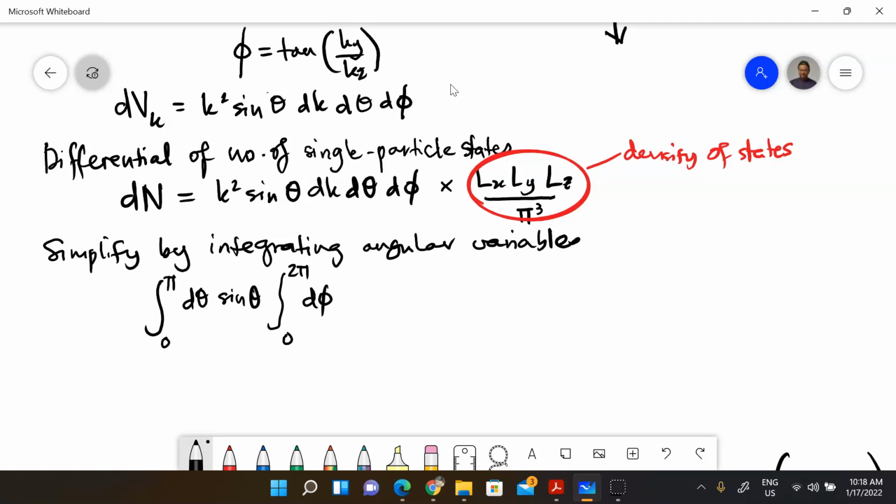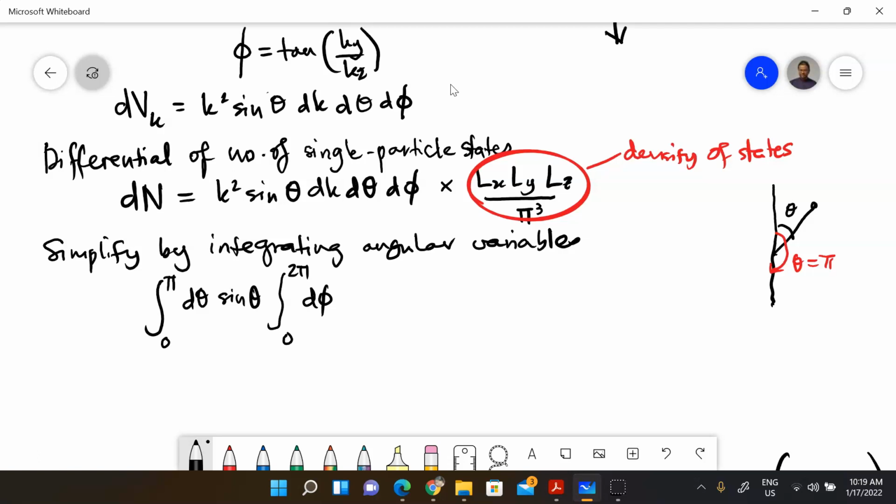Remember that the theta angle does not go from 0 to 2 pi, but it's only from the z-axis. So theta is going from this point on the z-axis, and the maximum angle will be this one, which is theta equals pi. Otherwise, if you make it 2 pi, because of the other angular variable, then you'll be double counting.